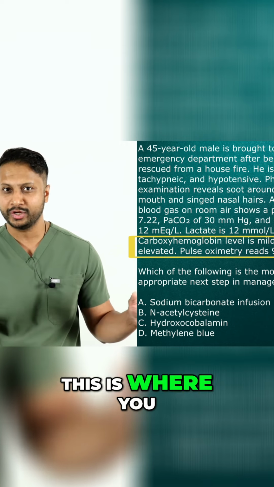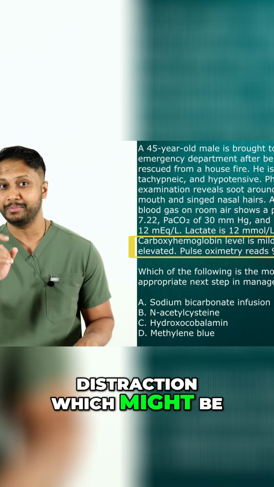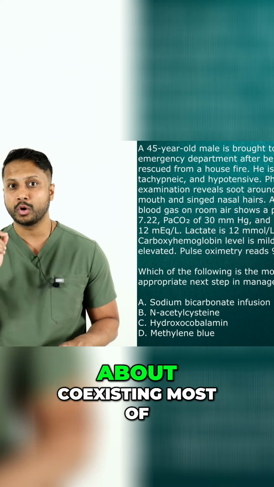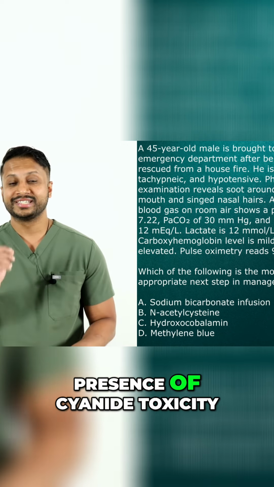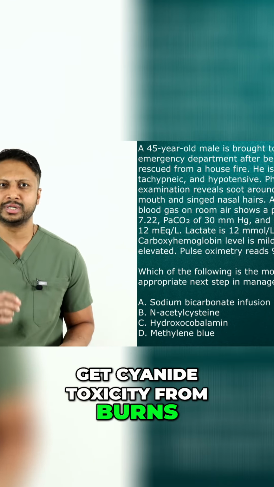Now, this is where you got to start thinking a little deeper. If they're trying to point you towards a distraction which might be carboxyhemoglobin and a carbon monoxide poisoning, what you should think about coexisting most of the time is going to be the concurrent presence of cyanide toxicity. What is that? How are you going to get cyanide toxicity from burns? Let me tell you how.